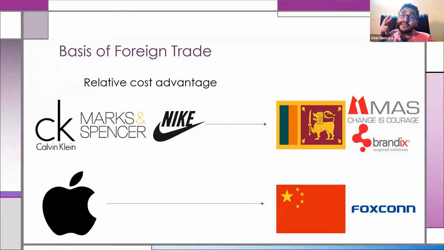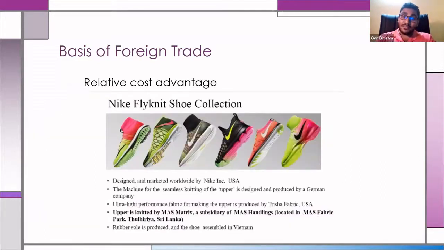But then again, when it comes to the production, making the Apple devices is occurring at the Foxconn factory in China. Why? Because you can do the production at a lesser cost in China than you would do in California. So in order to get the relative cost advantage, the foreign trade occurs. Then this example was discussed.